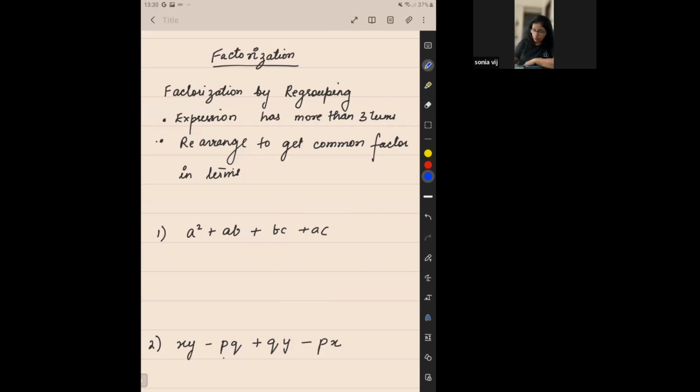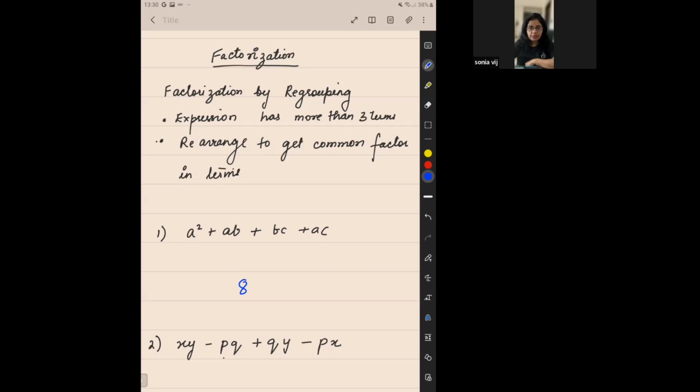Suppose you are talking about the number 8. The factors of 8 are 2, 4, 1. You are dividing a number into its factors. Same way, when you divide an algebraic expression into its factors, it's called factorization.